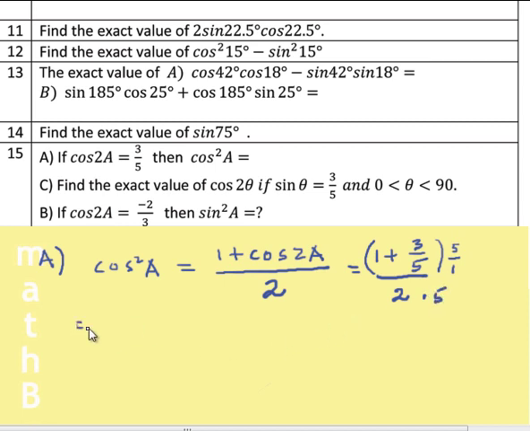Okay, so in the numerator, 5 times 1 is 5. And 3/5 times 5 over 1, that's 3. 5 plus 3 over 2 times 5, over 10. 8/10, which is equal to 4 over 5.